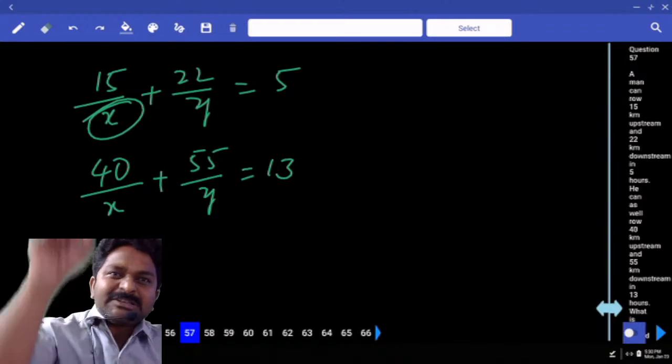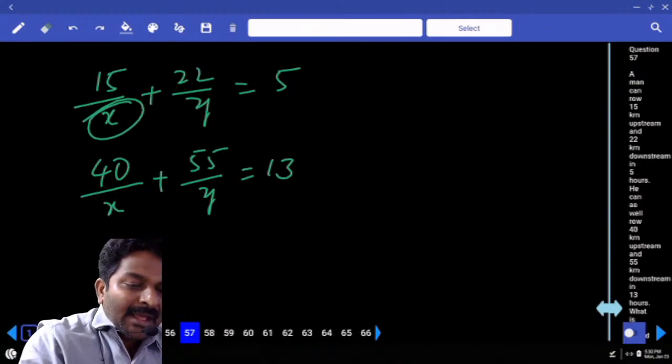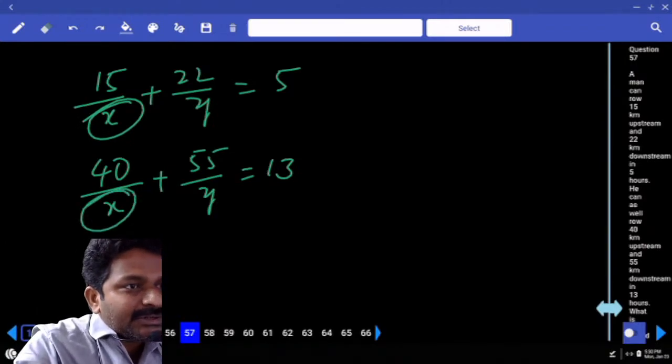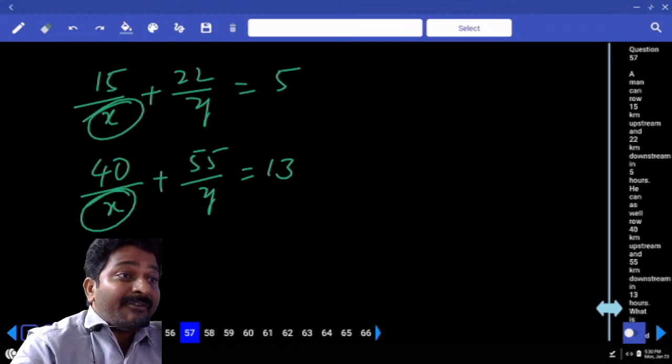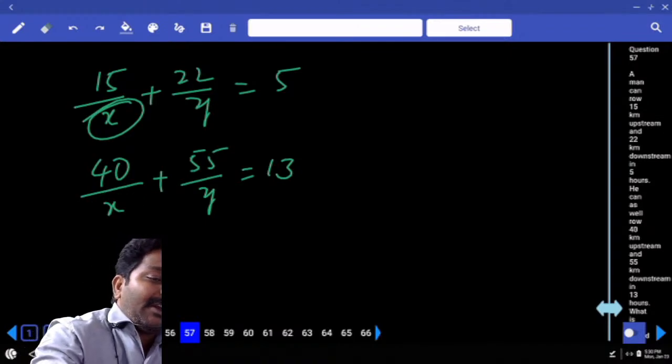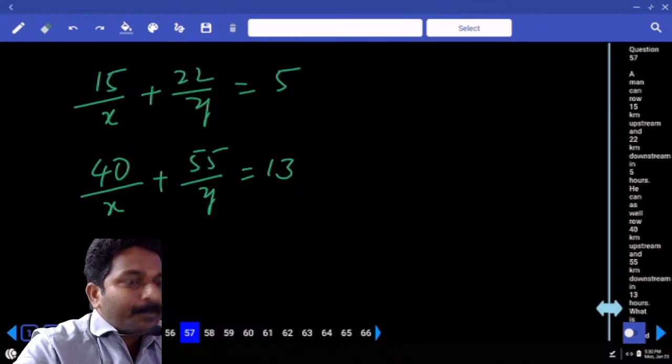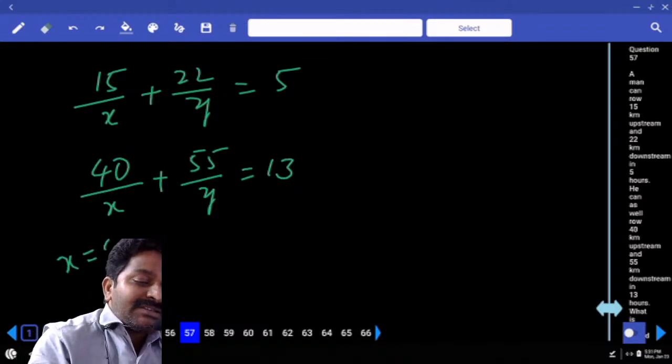That means X must be a factor of 15. And X also must be a factor of 40. So it has to be a common factor, right? For 15 and 40, what is the common factor? So you can assume X is equal to 5.